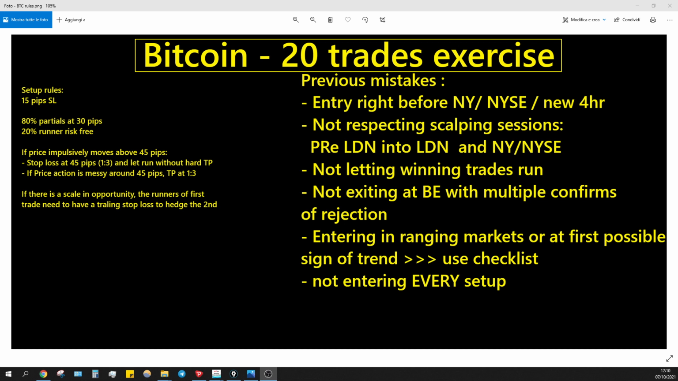Welcome back everybody into another backtesting session. This time we are going to start our Bitcoin 20 trade exercise.